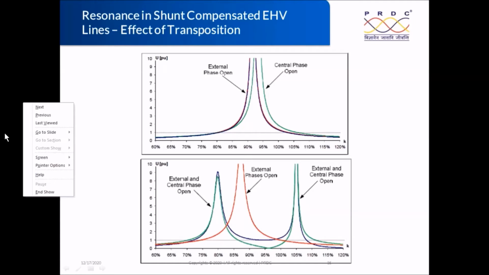The next, size of shunt reactors, this is also a very critical parameter. We have seen that in case of a single circuit line, if the degree of compensation is less than 60%, there is no problem. We don't get any resonance problem. But if the degree of compensation is greater than the C0 by C plus ratio, then you have a very high possibility of getting resonance. And for grading capacitors across circuit breakers, there is no impact.